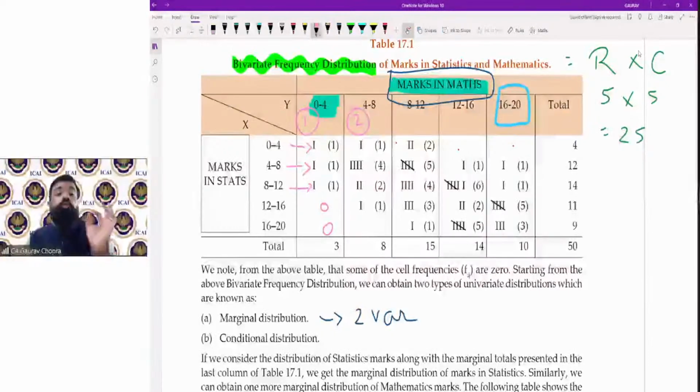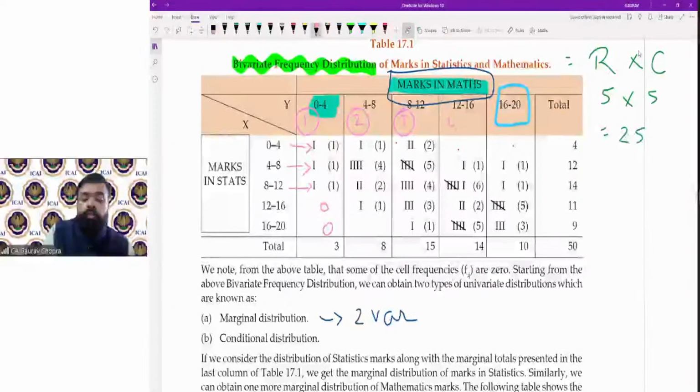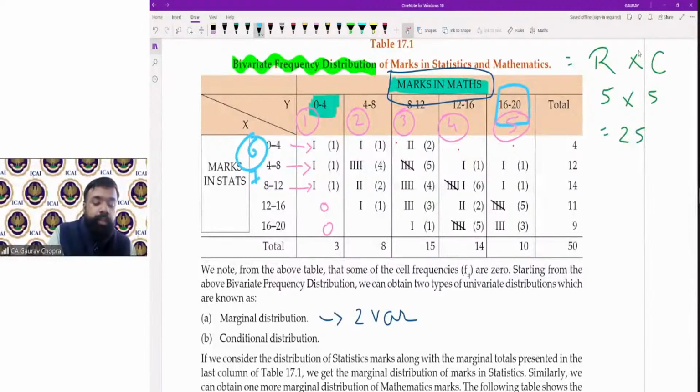तो ये हमारी फर्स्ट कंडीशन, this is the first condition. 4 to 8 है तो स्टैट्स में कितने होंगे? तो ये सेकंड कंडीशन। थर्ड कंडीशन is for 8 to 12, फोर्थ कंडीशन 12 to 16, fifth condition 16 to 20. Then similarly हम ये condition stat पे भी apply कर सकते हैं. 6, 7, 8, 9, and 10.